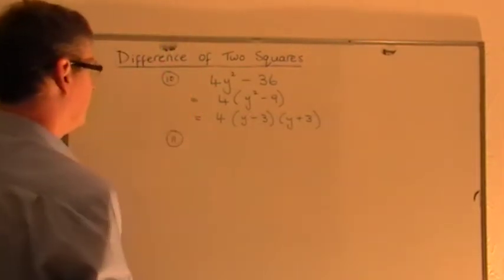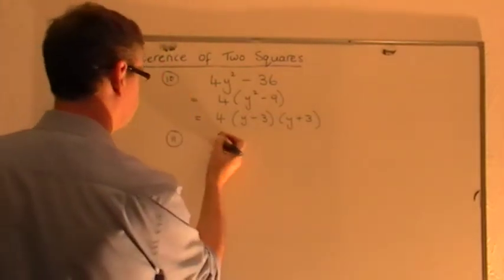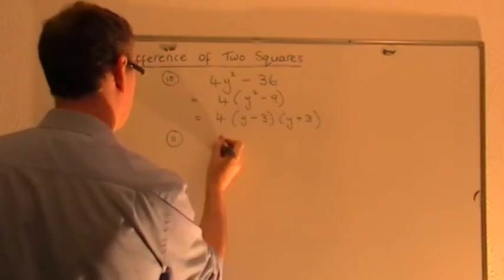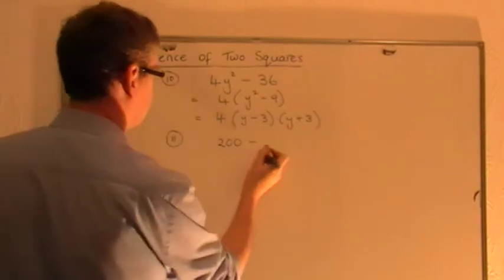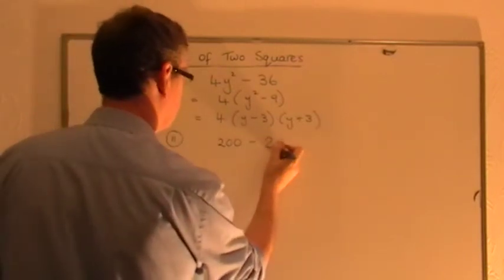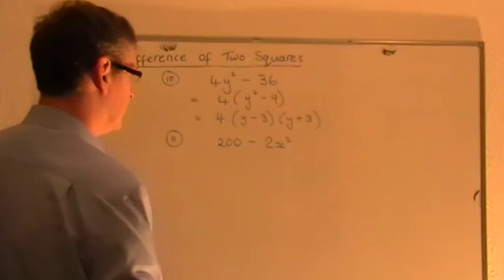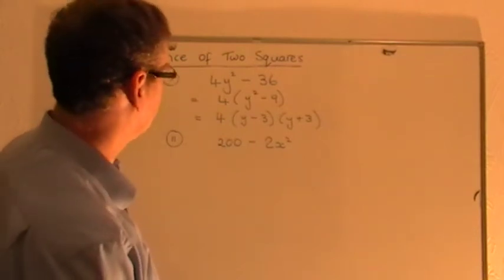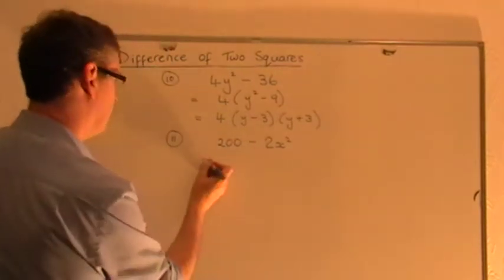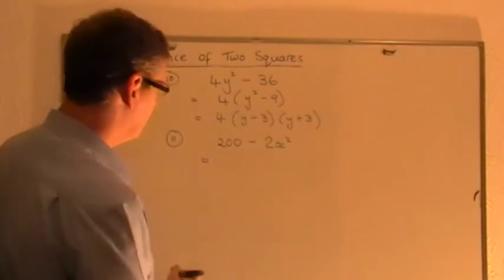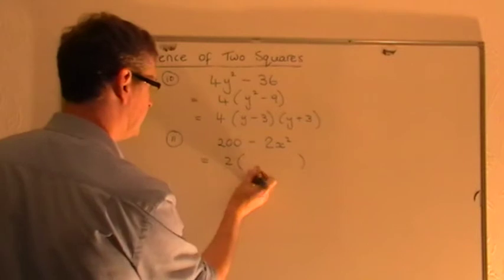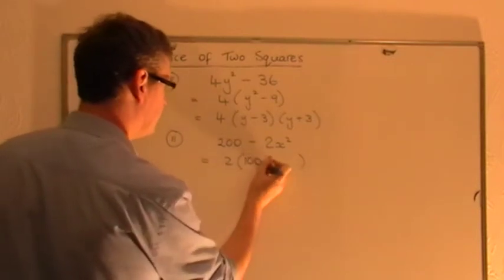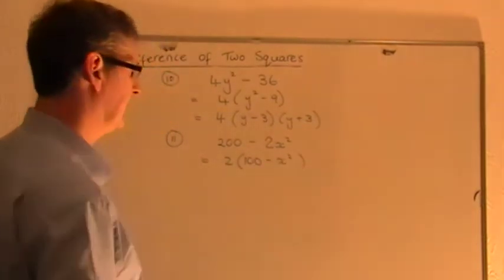Okay, number 11. How about 200 minus 2x squared, something like that. Has it got a common factor? Yes, it has. What is the common factor? 2. The rest goes inside a bracket. 2 times 100, 2 times minus x squared.